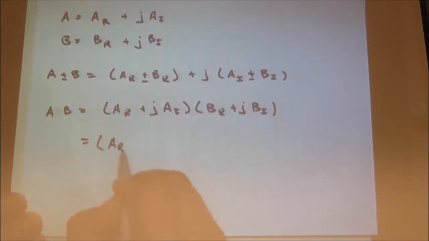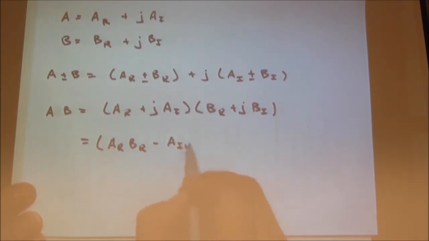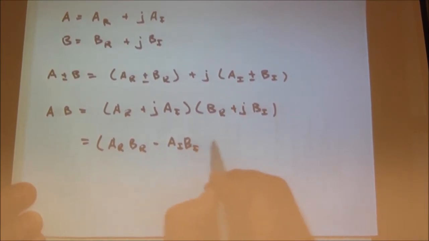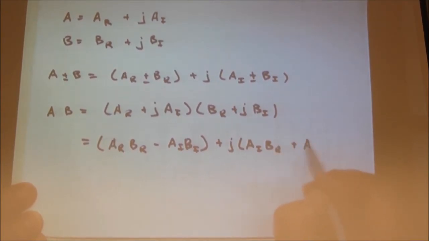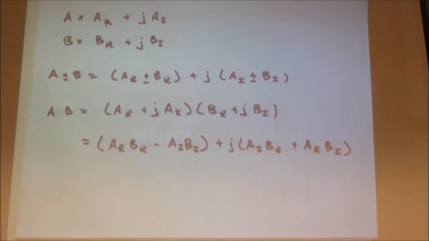Equals AR BR minus AI BI plus J (AI BR plus AR BI). And so we still get a complex number. Remember, J times J is minus 1, so that comes into play there.